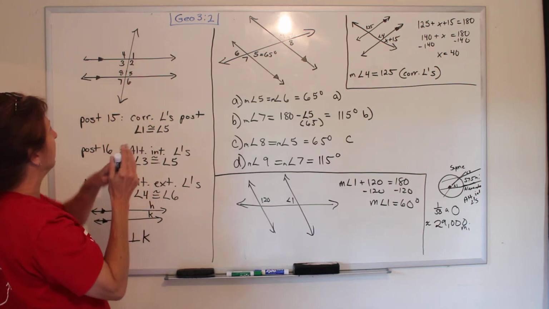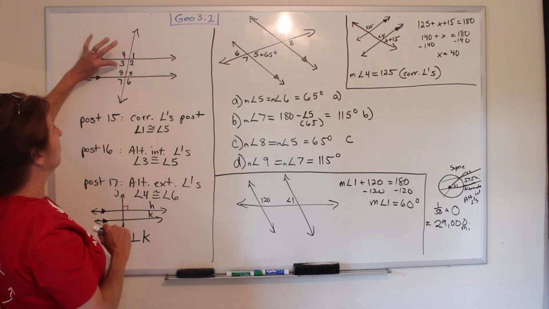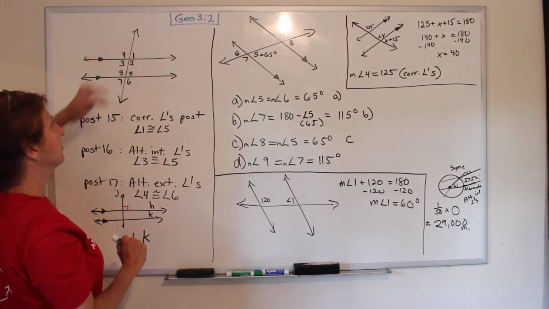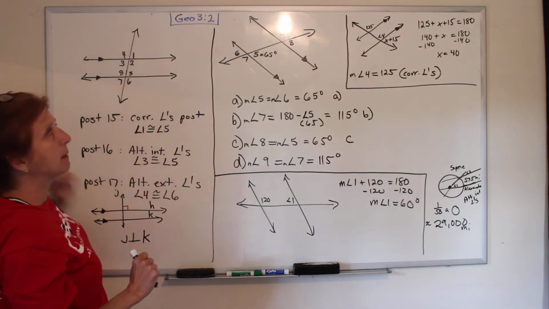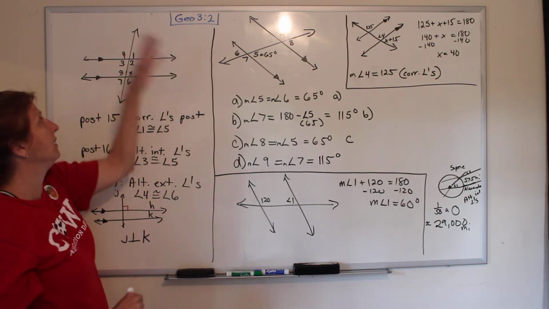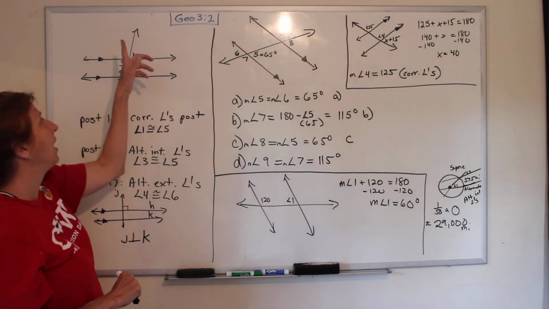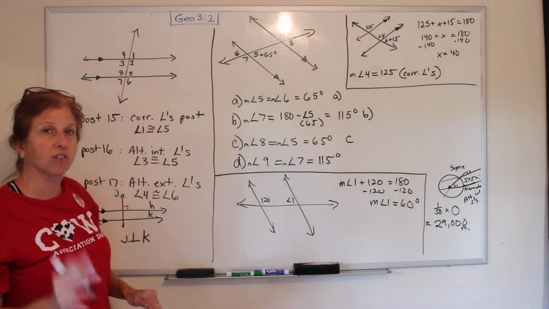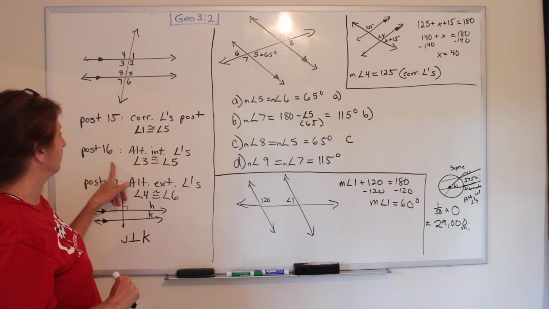1 and 5 are equal. 4 and 8 are equal. 3 and 7 are equal. And 2 and 6 are equal because they're in the same position. So if you have parallel lines cut by a transversal, angles in the same position are the same measure. Okay, here's our next one.